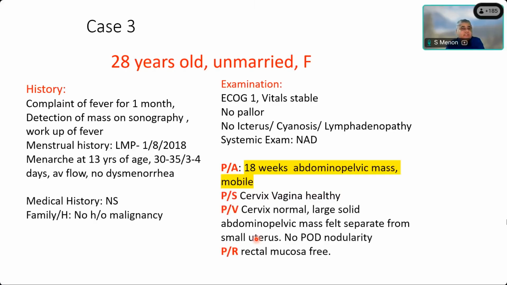Again, a young patient, an unmarried female, 28 years old. She had a history of fever and her menstrual history was pretty much okay. On per abdominal examination she had an 18-week size abdominal pelvic mass. The cervix and vagina were healthy. The abdominal pelvic mass was felt separate from the uterus. So again, we are dealing with a possible ovarian tumor in a 28-year-old. So again, what are the differential diagnoses?